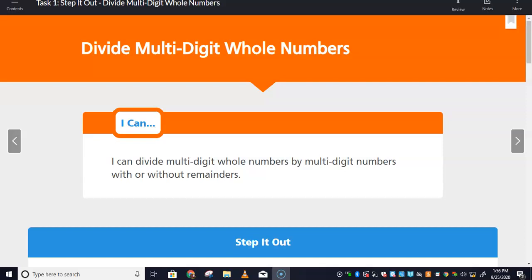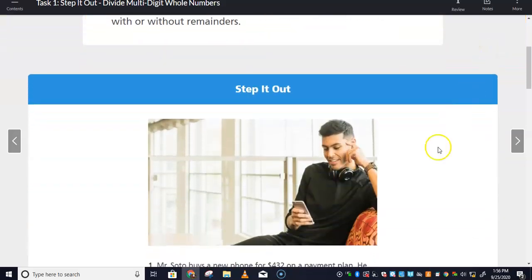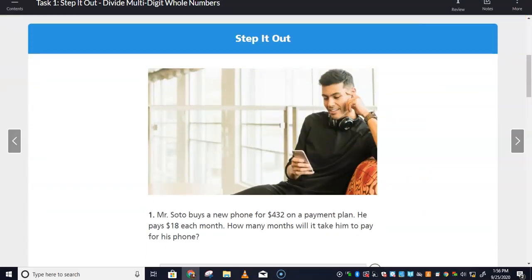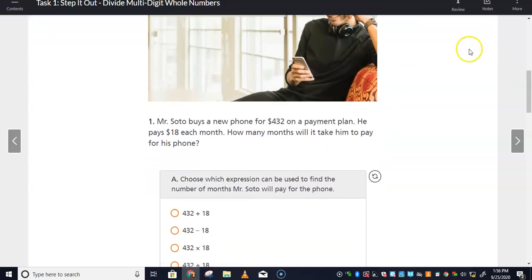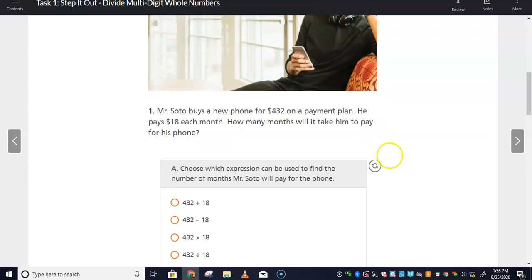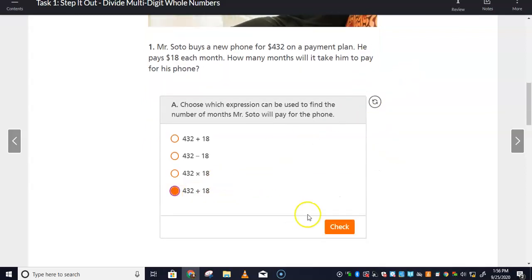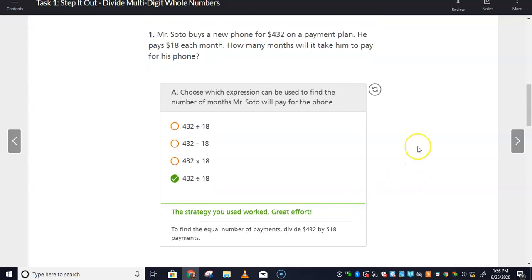We are on page 115. We're going to go to 116 for this Step It Out lesson. So our first question is number 1. Mr. Soto buys a new phone for $432 on a payment plan. He pays $18 each month. How many months will it take him to pay for his phone? So we're going to be dividing because we want to know how many months there are. To find the equal number of payments, we're going to divide 432 by 18.